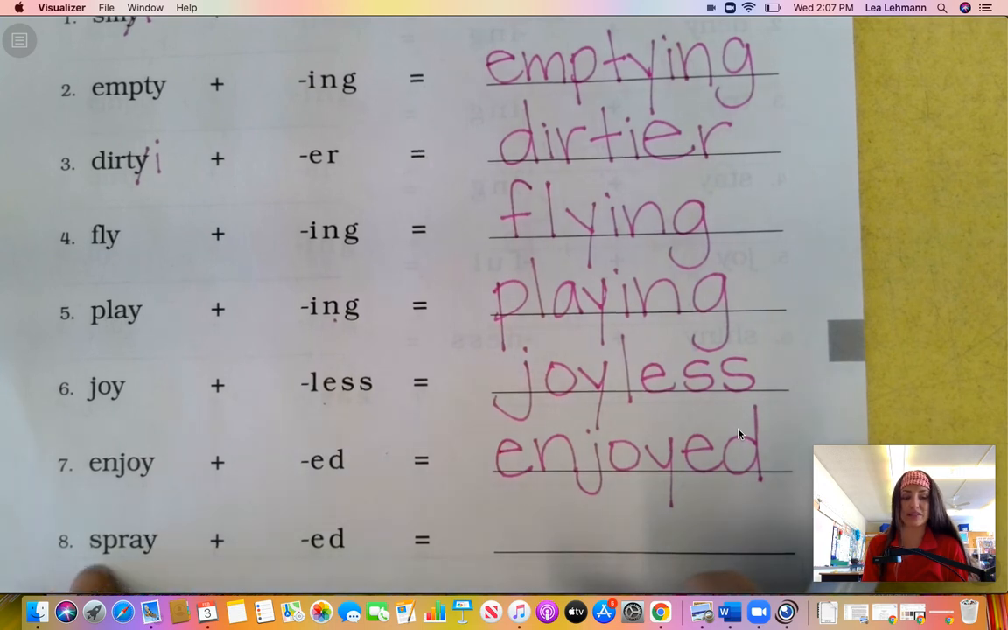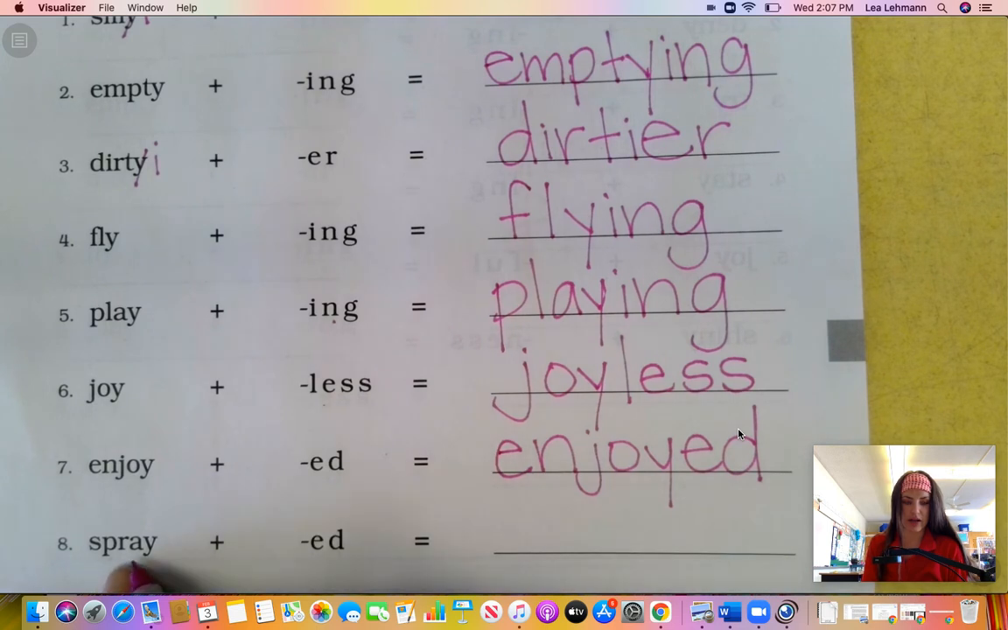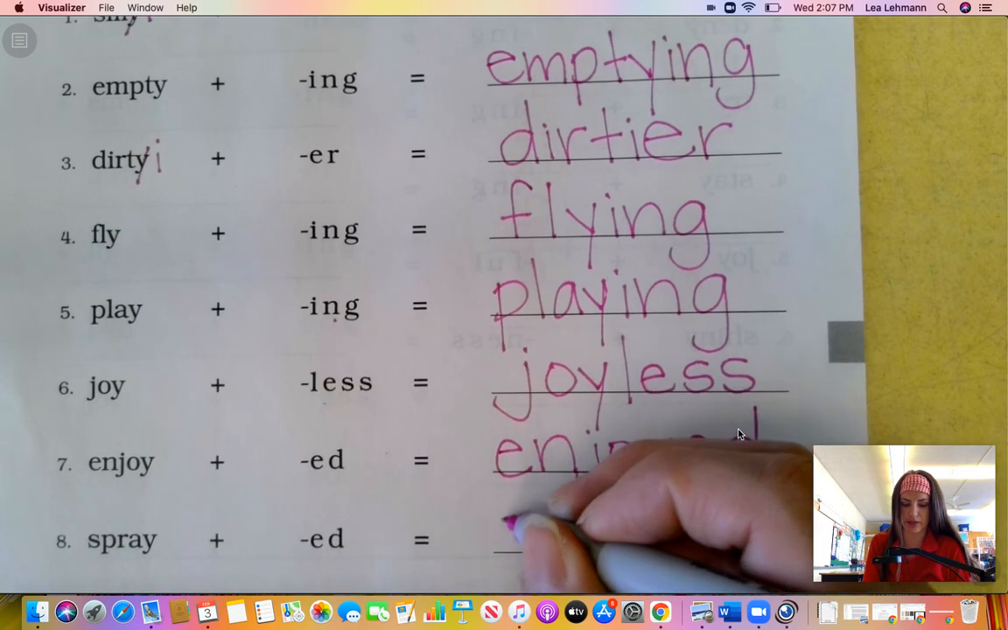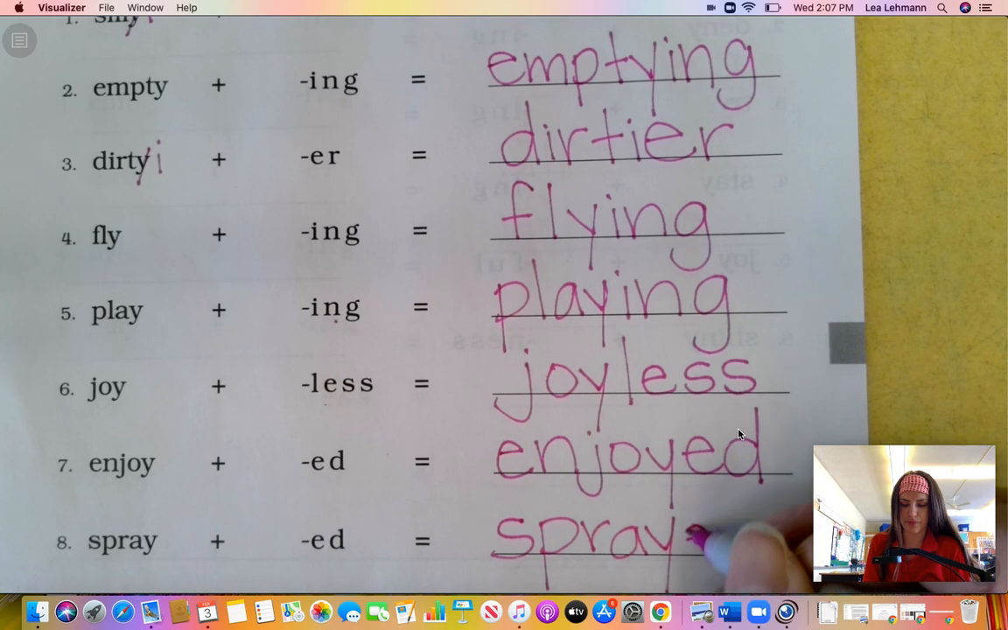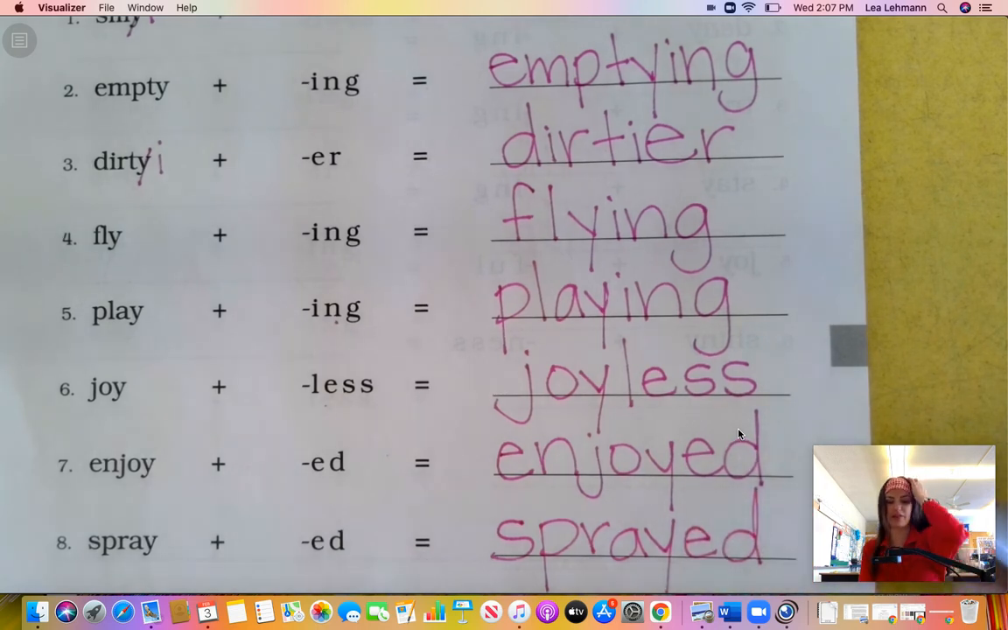Okay, and then number 8 is spray, and then ed, sprayed. Does it end in a consonant Y? No. So you just do spray and then ed, sprayed. So again, that is sprayed, ed, meaning in the past. Like I sprayed your desks yesterday. Or I could even say this morning, I sprayed them this morning, because right now it's 2 o'clock in the afternoon. So that is past. It means it happened before.